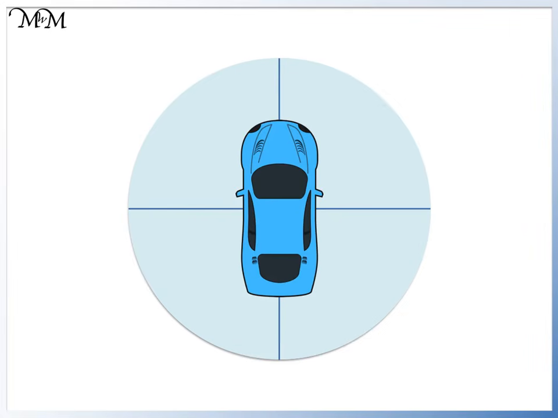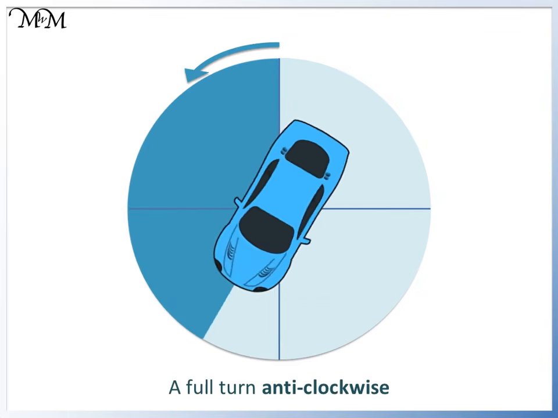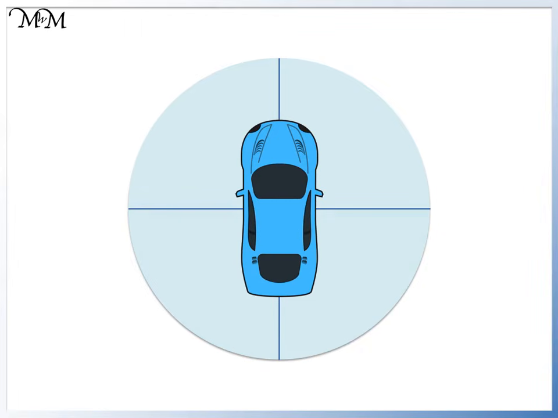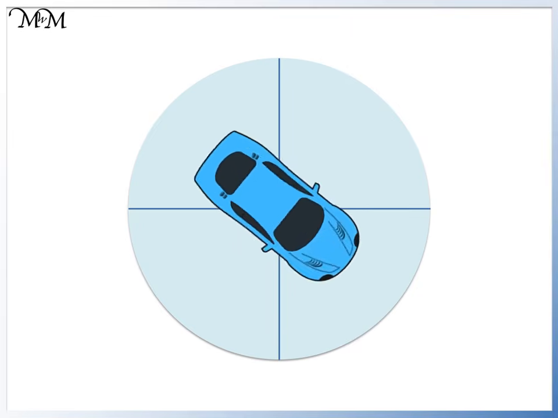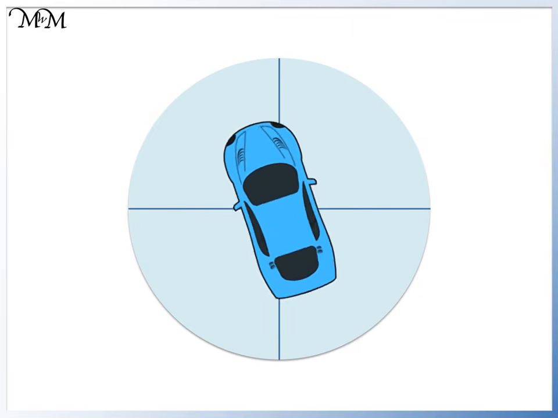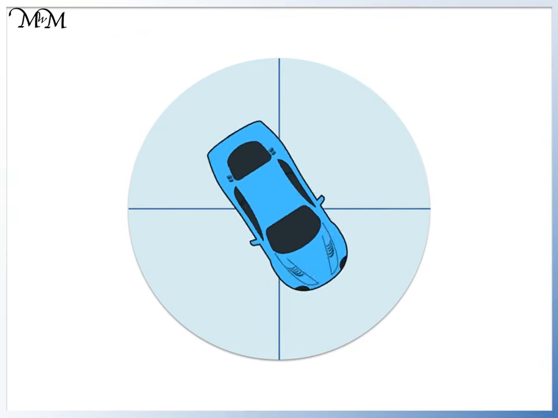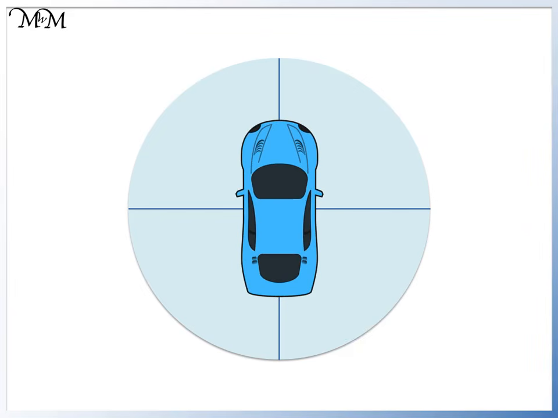This time, the car will make a full turn anti-clockwise, so in the opposite direction. Again, the car ends up back in its starting position. As we can see, with full turns, it doesn't matter whether the turn is clockwise or anti-clockwise. The result is the same. The car will end up in the same starting position.